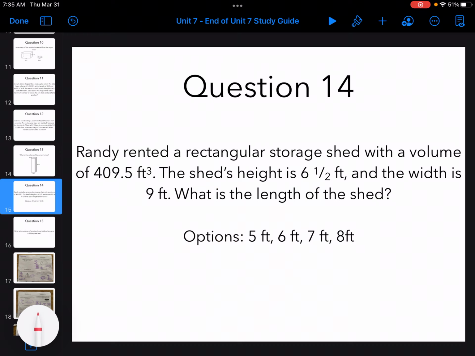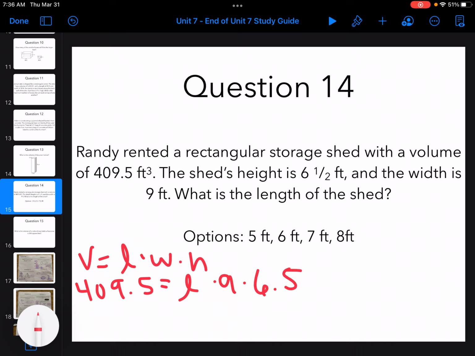All right, I've got a rectangular storage shed. It's got to be a rectangular prism. Gotta be, because it says it's a rectangular storage shed, and we name shapes by their base. So I've got volume equals length times width times height. So I've got 409.5 equals, it says the height is 6.5 and the width is 9. So that means I'm going to do 9 times 6.5, and I get 58.5.